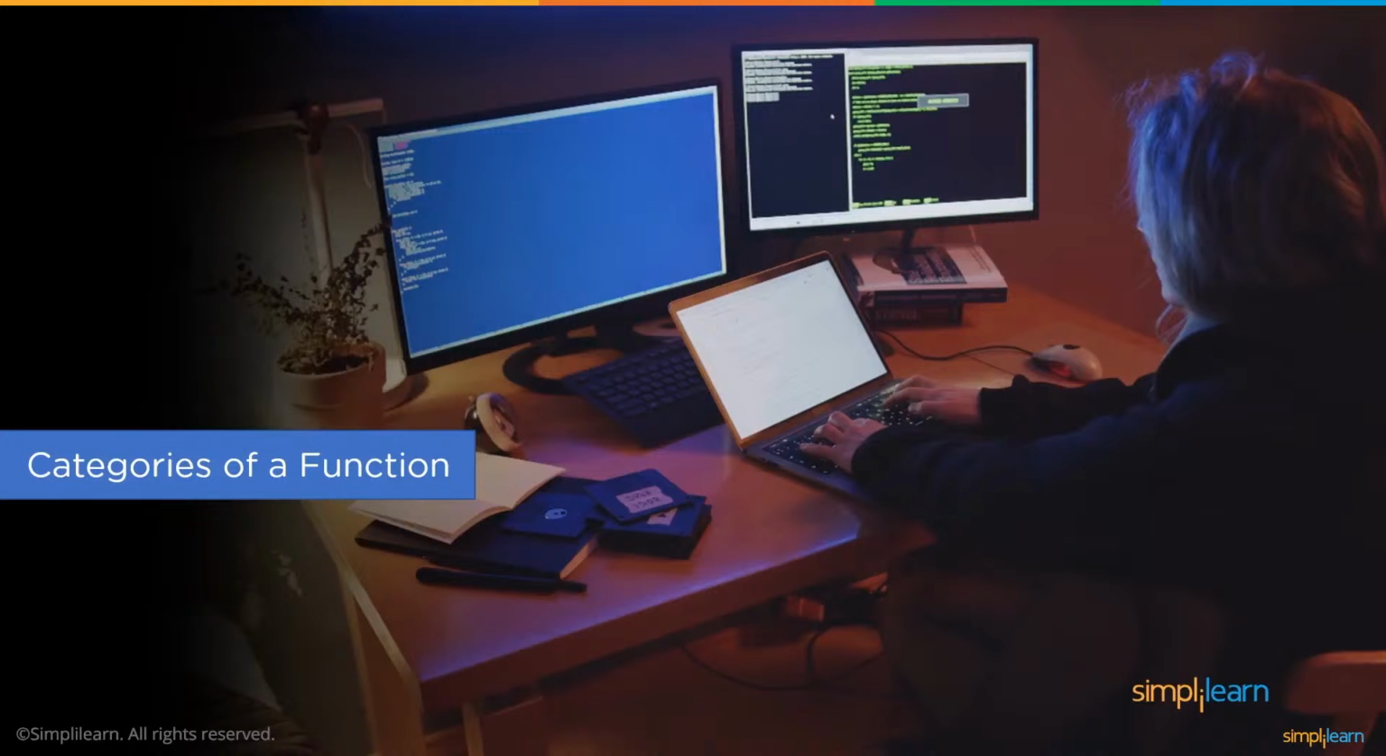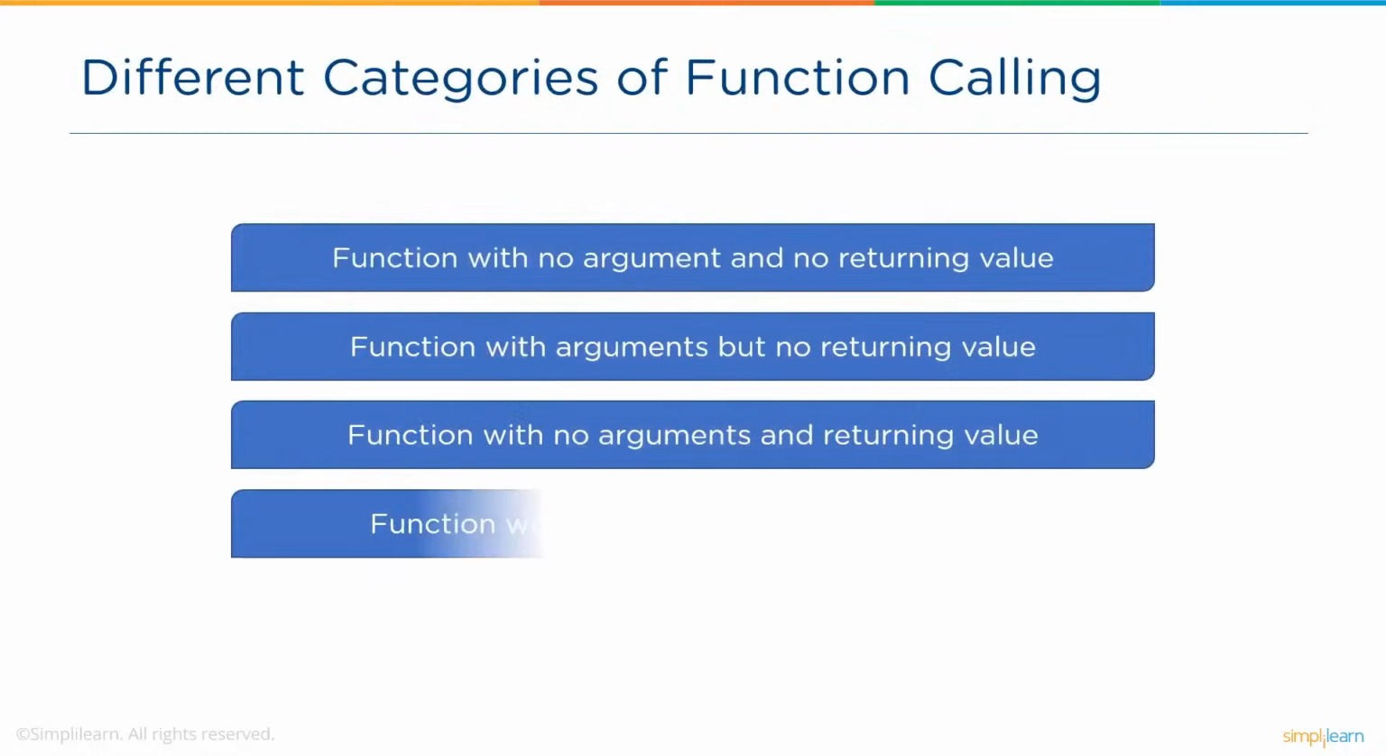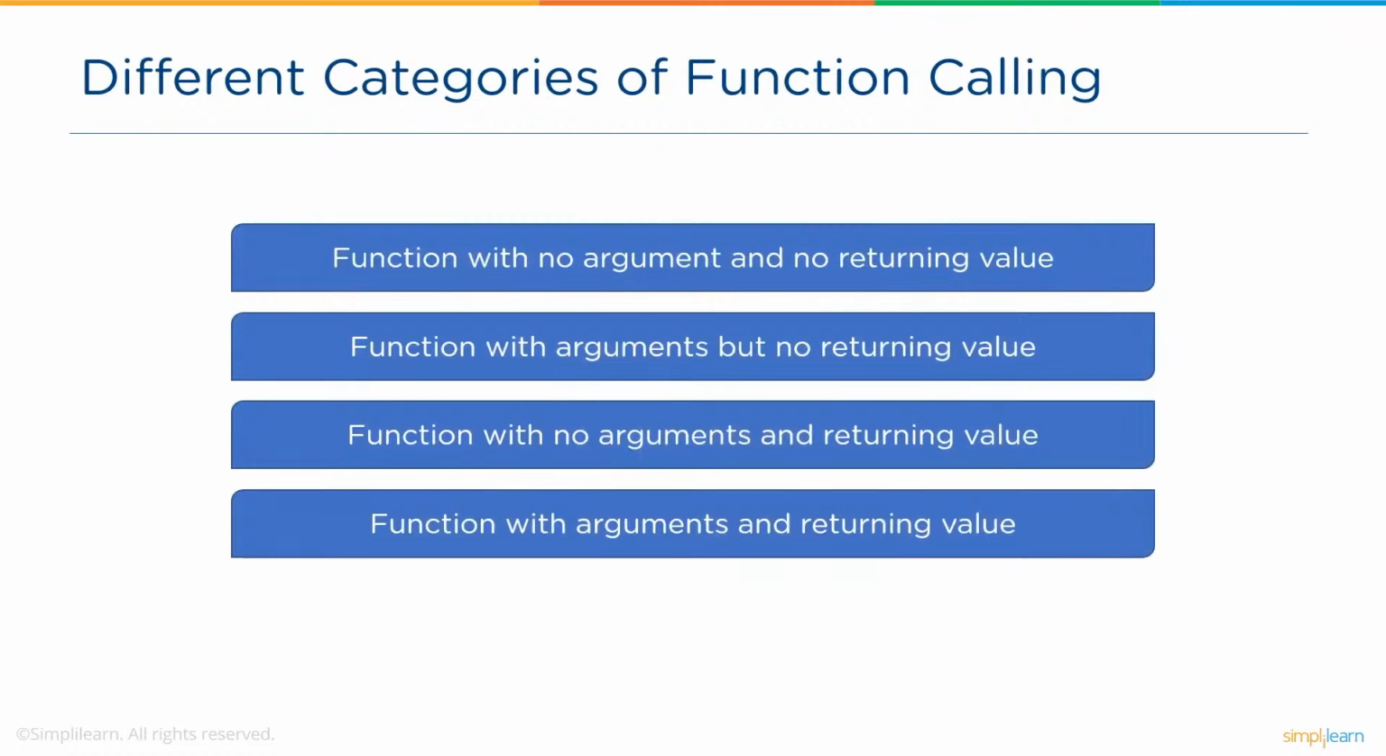Let's now look at some different categories of functions in C. First, functions with no argument and no returning value. Next, functions with arguments but no returning value. Then, functions with no argument and returning value. And last, functions with arguments and returning value. Let us understand them with the help of our programs.